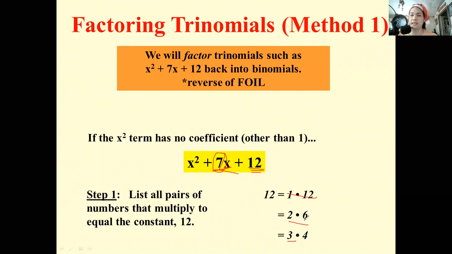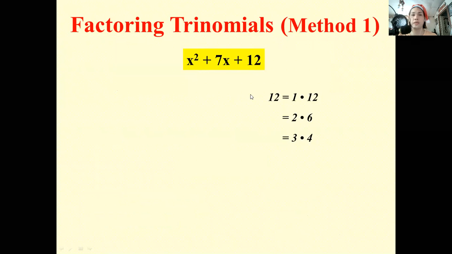2 times 6 is 12. Yes, check. But 2 plus 6 is 8. This is not 8, this is 7. So not this one. What about the last one? 3 times 4 is 12. Check. 3 plus 4, since both of them are positive, we add them: 7. So this one satisfies the condition. Now we already have the factors that satisfy the condition. We have 3 and 4.